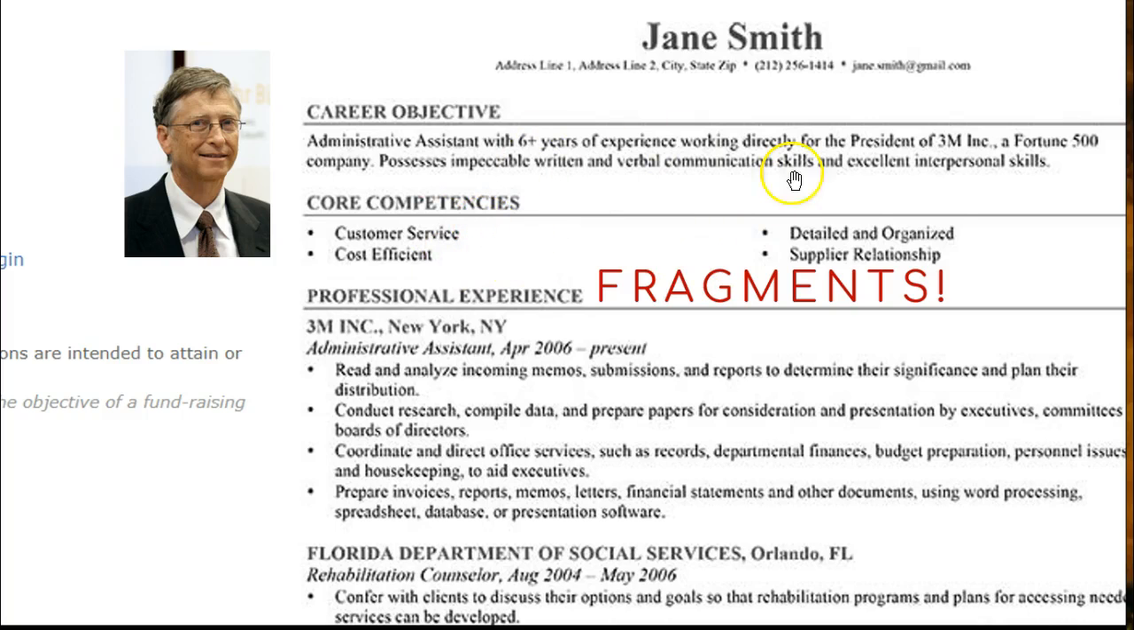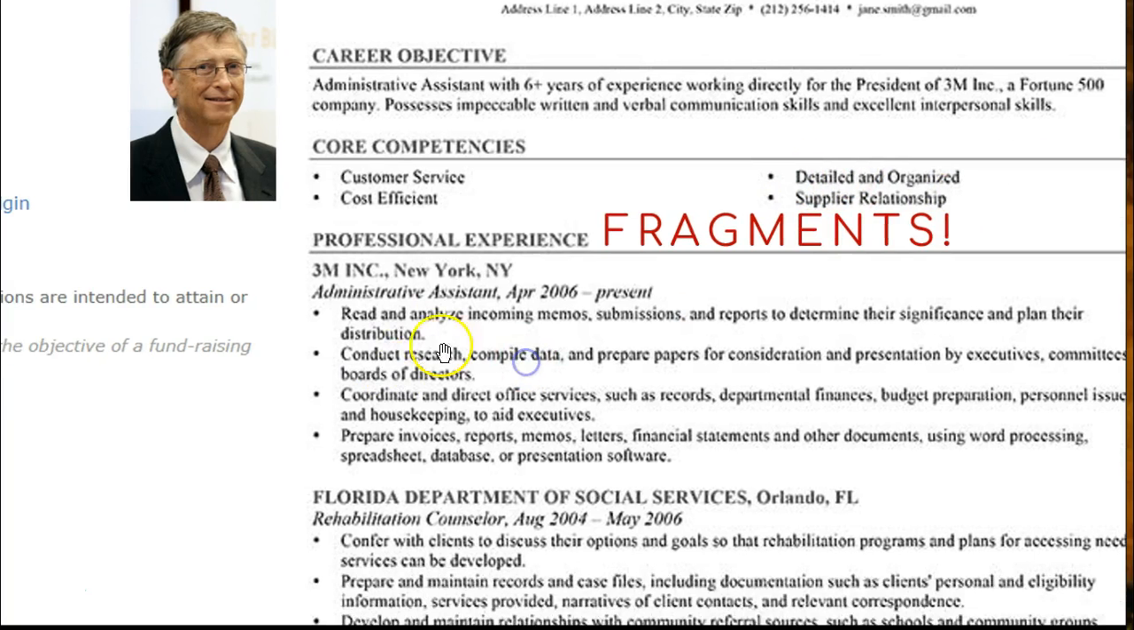And another thing is, look at how awesome this person is. Everyone is awesome and everyone has value. It's just a matter of being able to prove it, you know? And so saying, she's worked for the president of a Fortune 500 company for 6 years. She's presently there. Why would that be cheapened by just labeling it customer service, cost efficient, and detailed and organized, and supplier relationship? You should use the bullet points to write a statement and logically prove these things. You don't want to just say them.